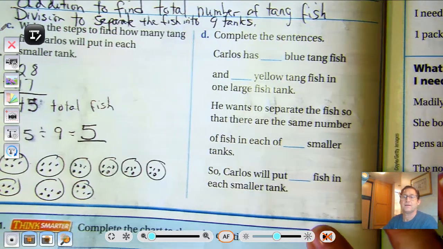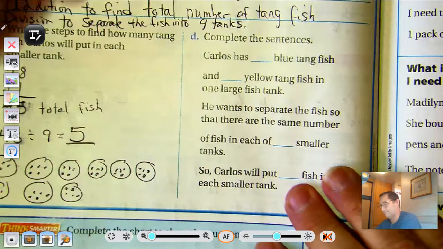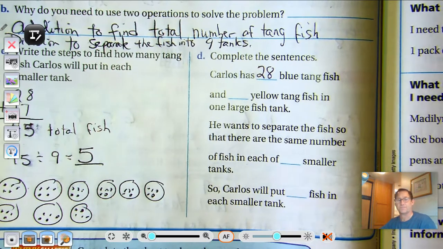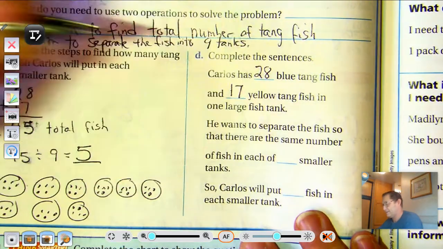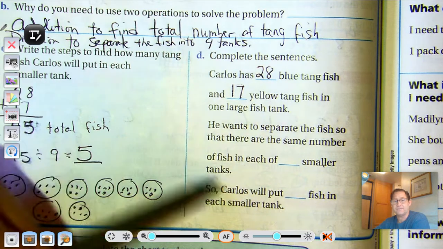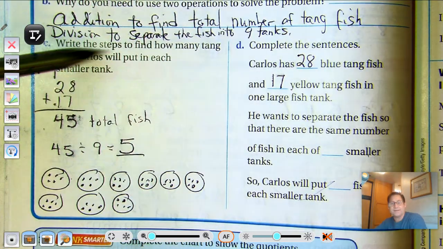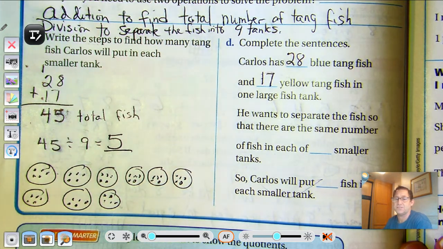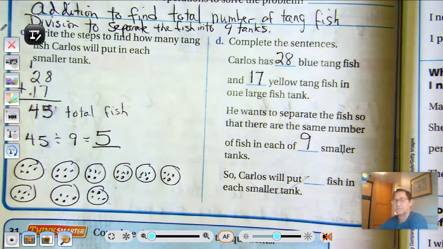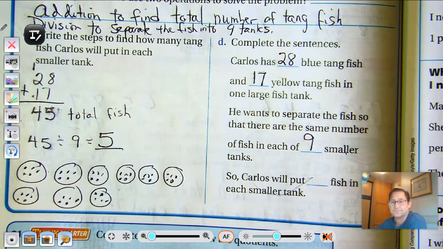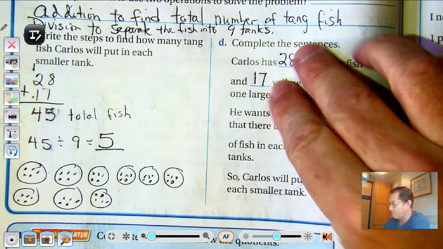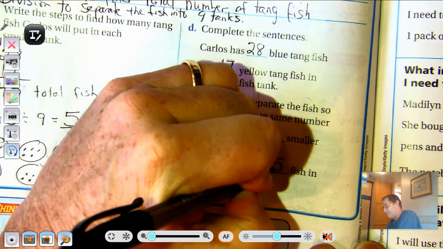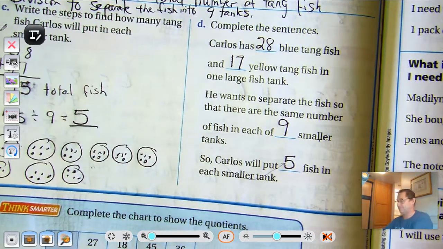Okay. Complete the sentences. Carlos has 28 blue tankfish, and he had 17 yellow fish. So basically all we're doing here is explaining what we did. He wants to separate the fish so that there are the same number of fish in each of 9 smaller tanks. So we added these two together to get 45. We're going to separate them into 9 smaller tanks, and we found out that there would be 5 fish in each of the smaller tanks.